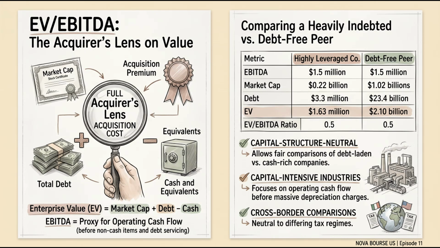Next, we have the enterprise value to EBITDA ratio, which answers what it would cost to buy the entire business free and clear. Enterprise value starts with market capitalization, adds total debt, and subtracts cash and equivalents. This captures the full price an acquirer would pay.